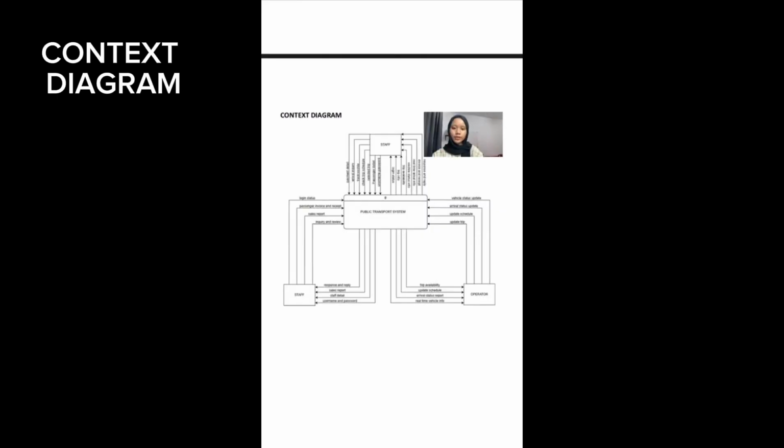Assalamualaikum, my name is Shazwa Batrisha binti Shamsuddin with metric number CB24097. I will explain the context diagram for our public transport system.